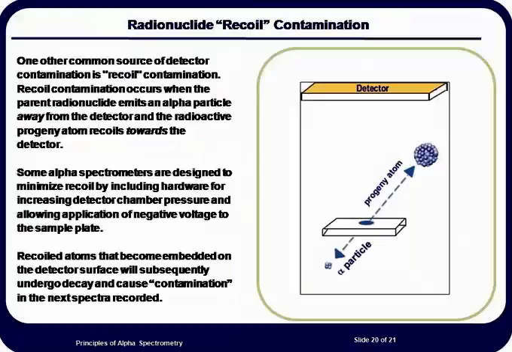Even though the progeny atom is chemically bound, the strength of that bond is measured in units of electron volts. When an alpha decay occurs, the energy of the recoiling atom is measured in thousands of electron volts. Thus, it is possible for the progeny to break its chemical bond and be accelerated away from the source towards the detector. The reduced pressure inside the detector chamber also means that there are few molecules to interfere with the recoil. The recoiled progeny will have a high probability of becoming impacted on the nearest surface, usually the detector.